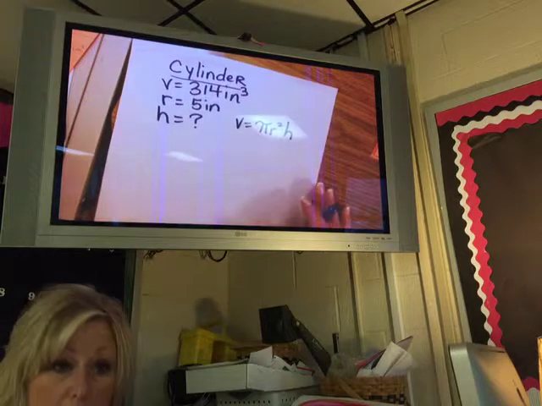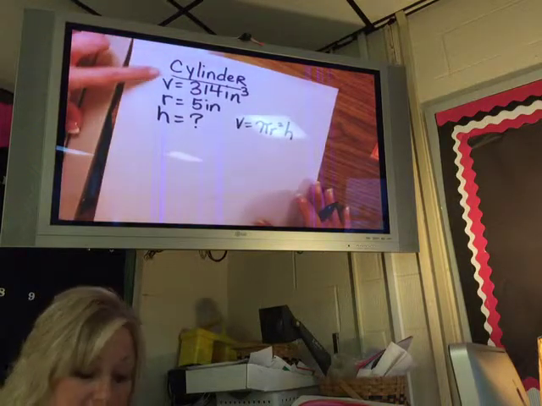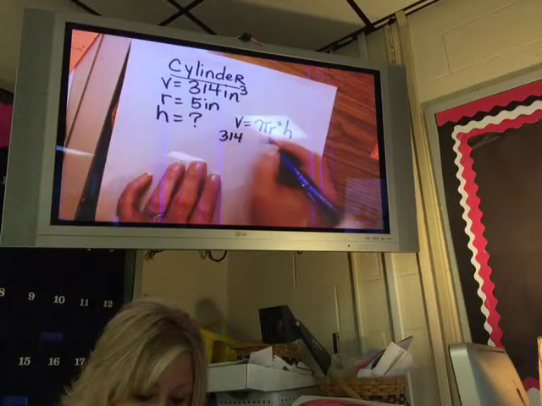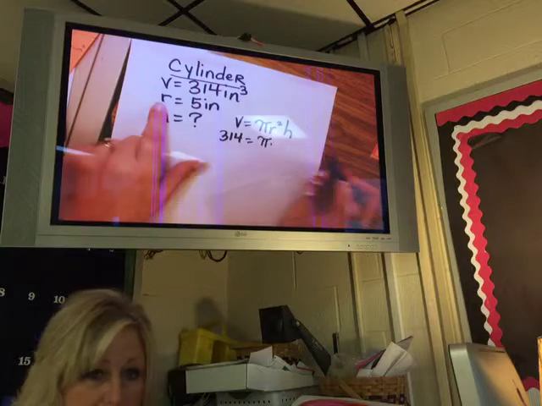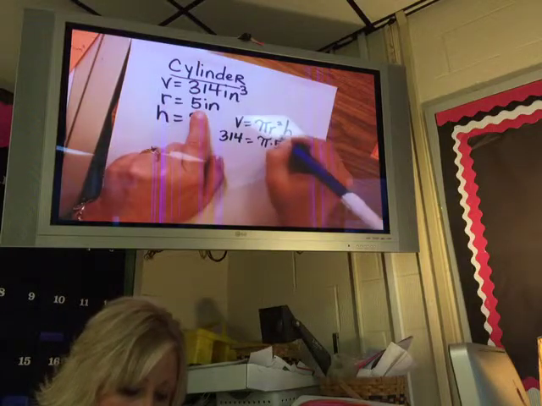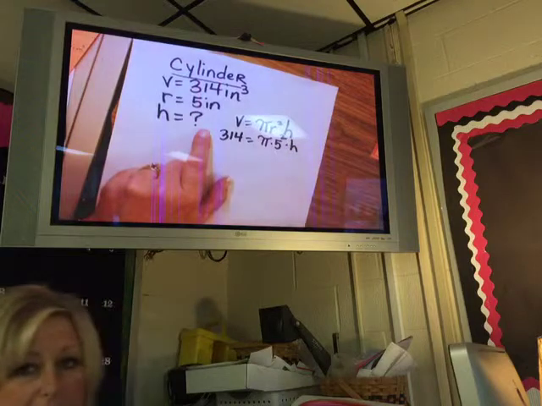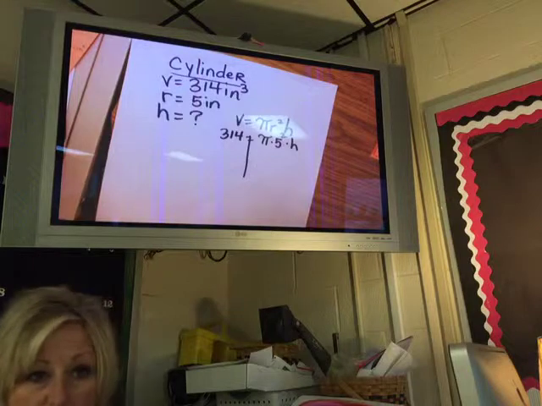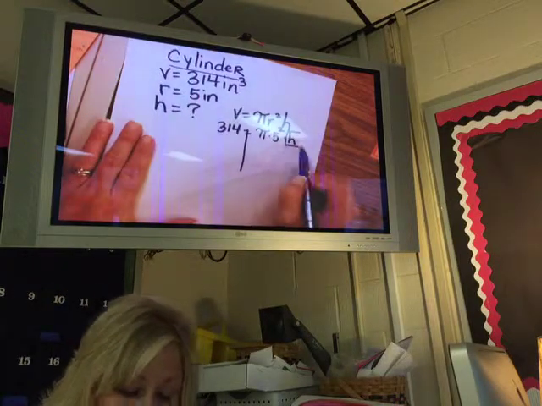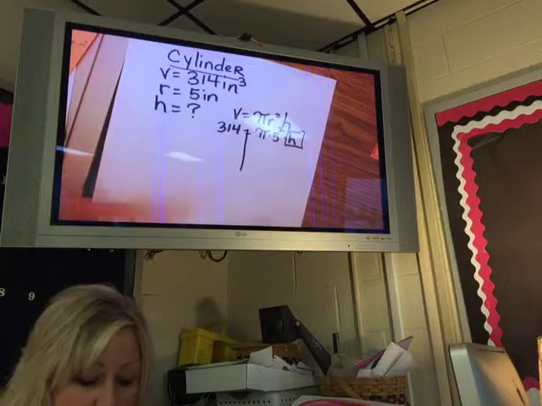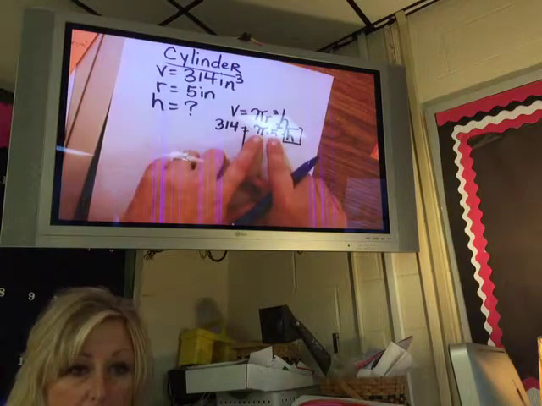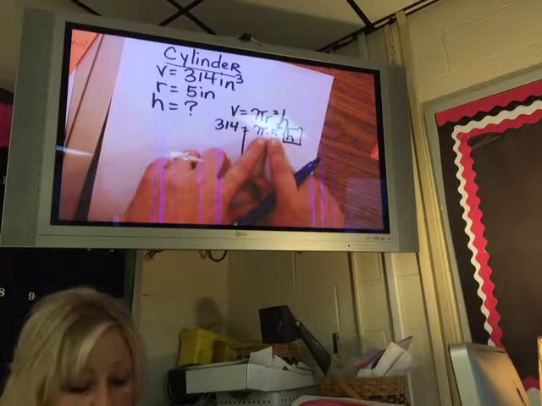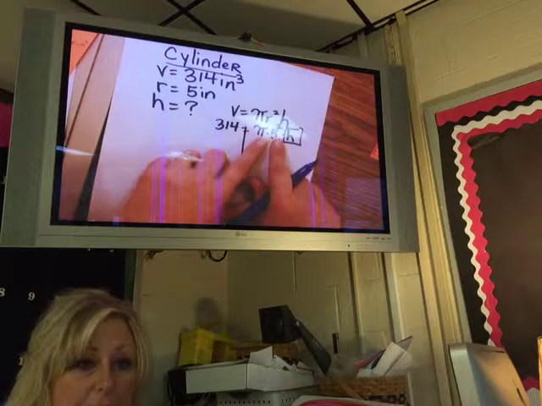Next, plug in things you know. V stands for volume, so that's going to go here: 314 equals pi. The radius, it tells us, is 5, so plug that in. We do not know the height, so it must stay as h. Now, this is exactly like solving a normal equation like what we've done all year. If I'm trying to isolate the h, I have to get rid of these 2 other pieces. Right now, they're multiplied. So what's the inverse operation of multiplying? So divide. So if you divide on this side, what do you have to do on the other side?